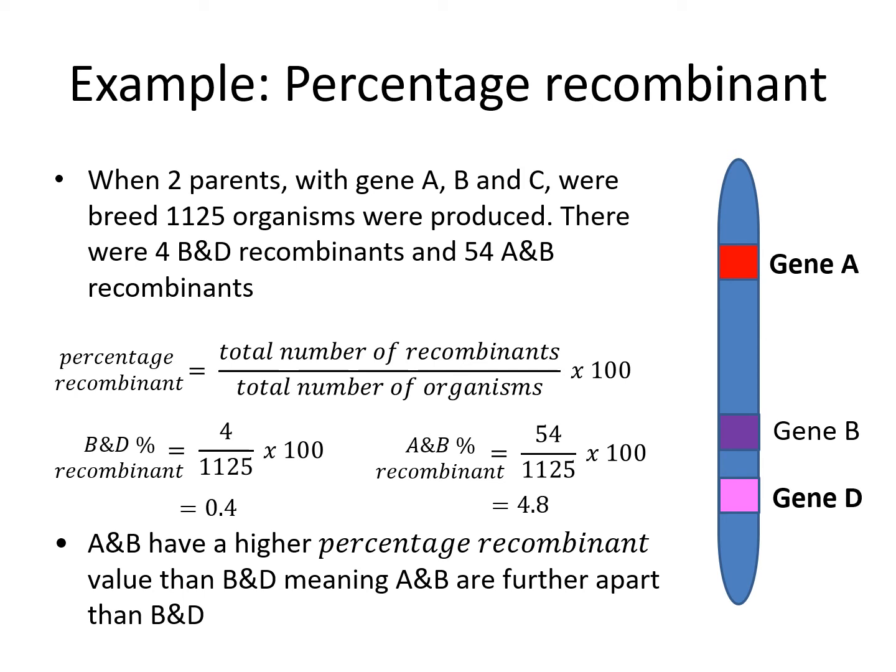It is possible that you can just go to the original question and not have to do the calculations, because what you should have got from the previous part of the video was that the lower the number of recombinants, the closer the genes are to each other. So it would indicate with only 4 recombinants that B and D should be very close together, whereas A and B should be further apart. But the question may come up on percentage recombinants, so it is worthwhile just being familiar with it.